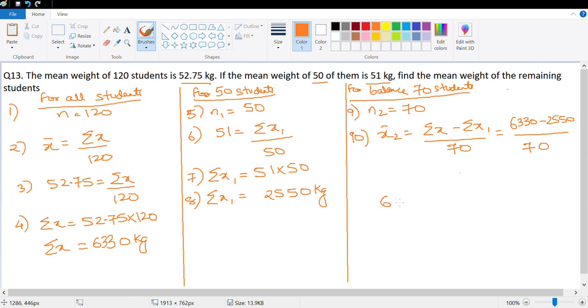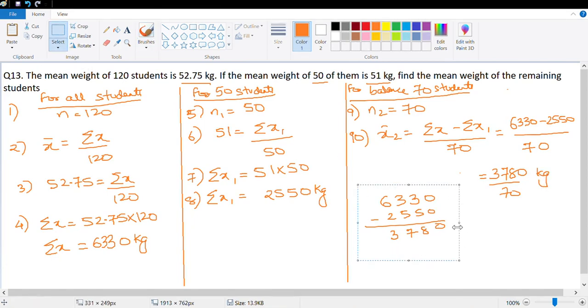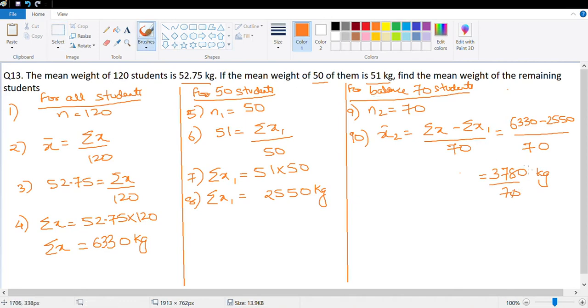Let's subtract 6330 minus 2550. 0, 13 minus 5, 8. That's 12 minus 5, 7. 5 minus 2, 3. So this is 3780 upon 70 kg. So 3780 upon 70 would mean 0 and 0 get cancelled. 7, 1, 7, 5. So that's 35, 28, 54. Therefore, the mean weight of the remaining students is equal to 54 kg.